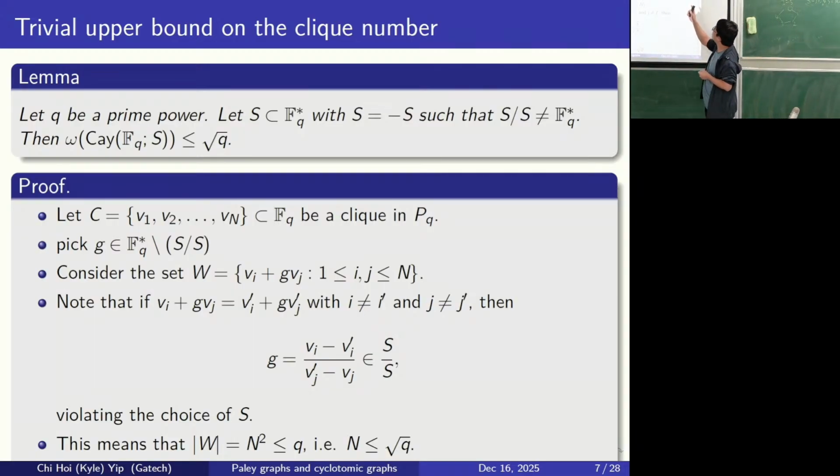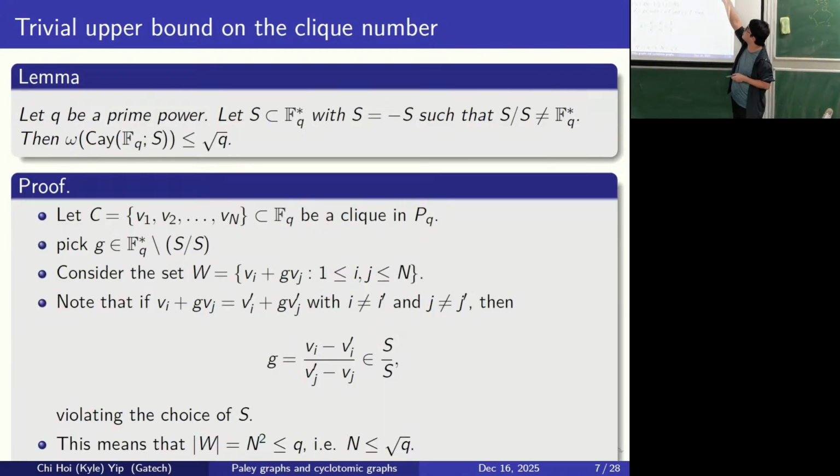So for example, if S is a subgroup, then of course S over S is S itself, so it won't be addition. So in general, if S has nice multiplicative property and S is not too large, then we can maybe show that S over S is not given by this. So this applies to a very large family of graphs. So in this setting, we are saying that the clique number is at most square root Q.